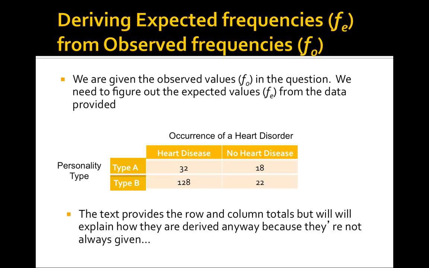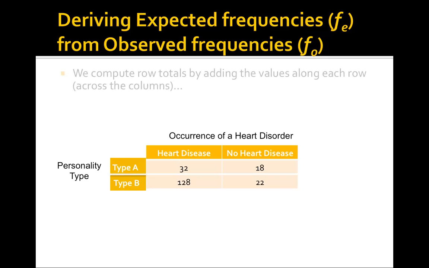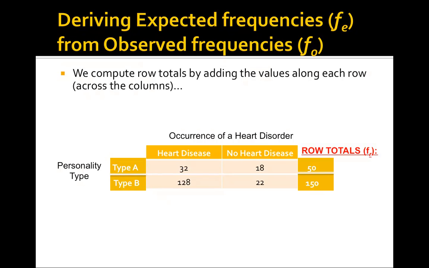So the table that we originally would get is like this. This shows us the observed data. Well, we find the row and column totals by adding the values along each row and down the columns. So that gives us our row totals.